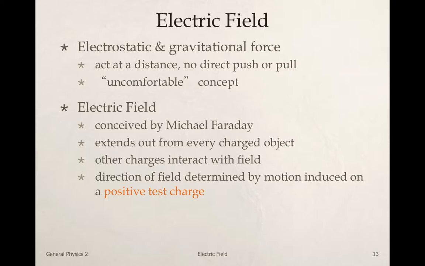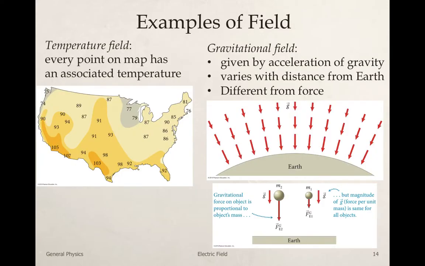But you wouldn't know it was there unless you put a test charge in the field, and then you could see how the test charge moves, and that would tell you something about the field. The electric field was conceived by Michael Faraday, and it extends out from every charged object. Other charges can interact with the field. And the direction of the field is determined by the motion induced on a positive test charge. I'll show an example of that in a minute.